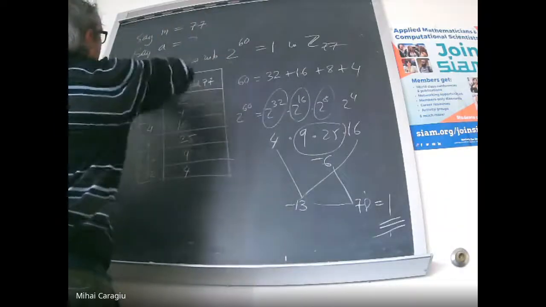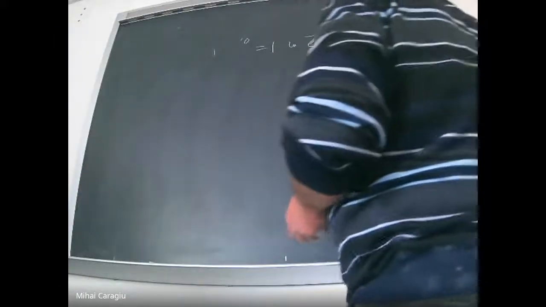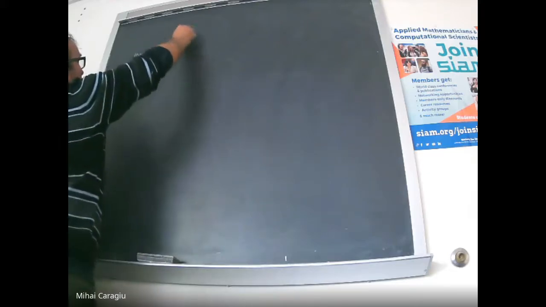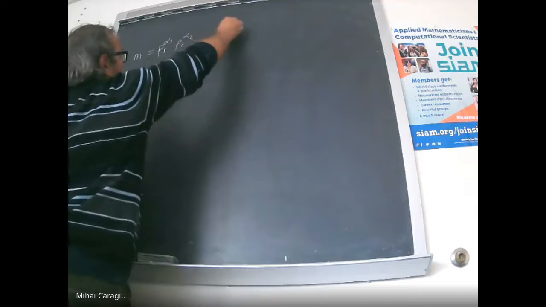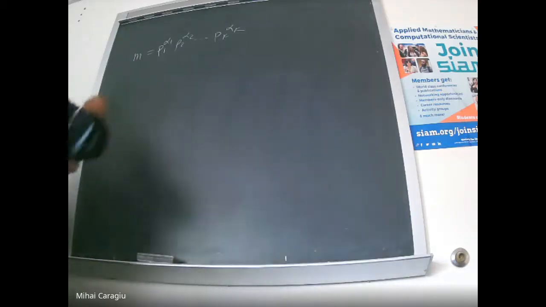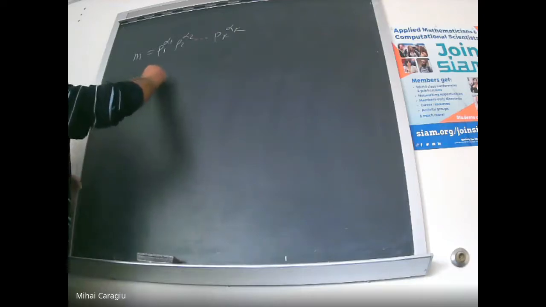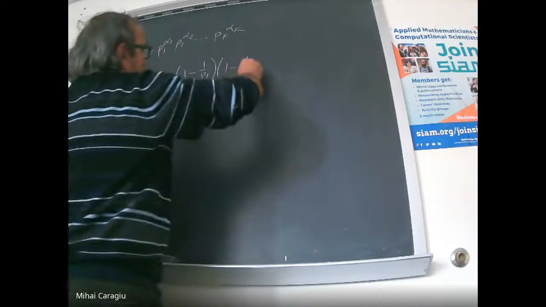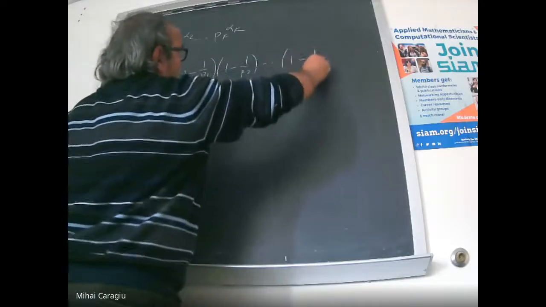Okay, so one more thing. Let me give a very intuitive, heuristic reason why phi of m, if m equals p1 to the power alpha 1, p2 to the power alpha 2, all the way through pk to the power alpha k. In other words, if p1, p2 through pk are the prime factors that go into m, then phi of m equals m times 1 minus 1 over p1 times 1 minus 1 over p2 all the way to 1 minus 1 over pk.